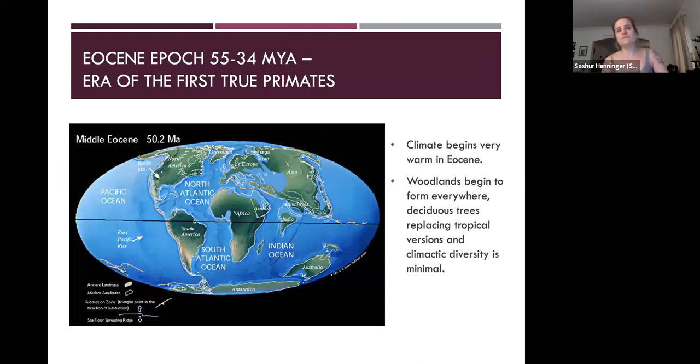The Eocene is the first era of true primates, right? About 55 million years ago. It's during this epoch that we see definitive primates. And so at the end of the Paleocene is a warming period, which of course means that the Eocene starts very warm. And what we're going to see climatically during the Eocene is basically woodlands everywhere.